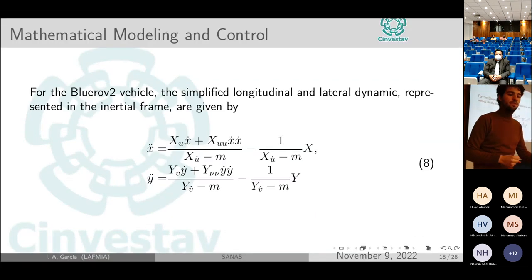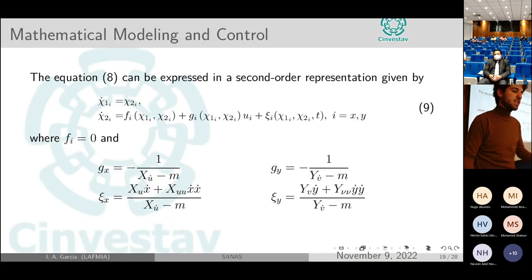And now, for proving the tracking capabilities of this real-time estimation, we used a control law. It was a super-twisting control. Here is the mathematical modeling. We only use the longitudinal and lateral dynamics, which were simplified and are given by this equation. This equation can be expressed in a second order representation given by equation 9, where F is equal to 0 and the rest of the terms are given by these four equations at the bottom of the screen.